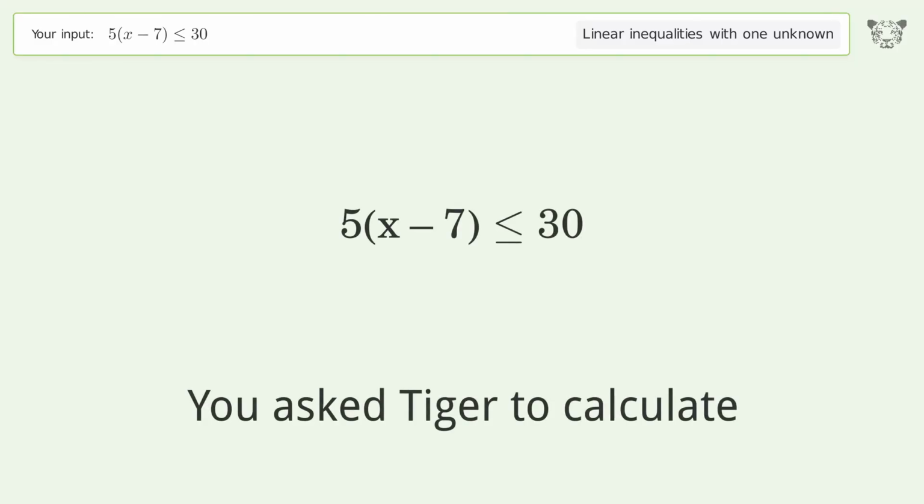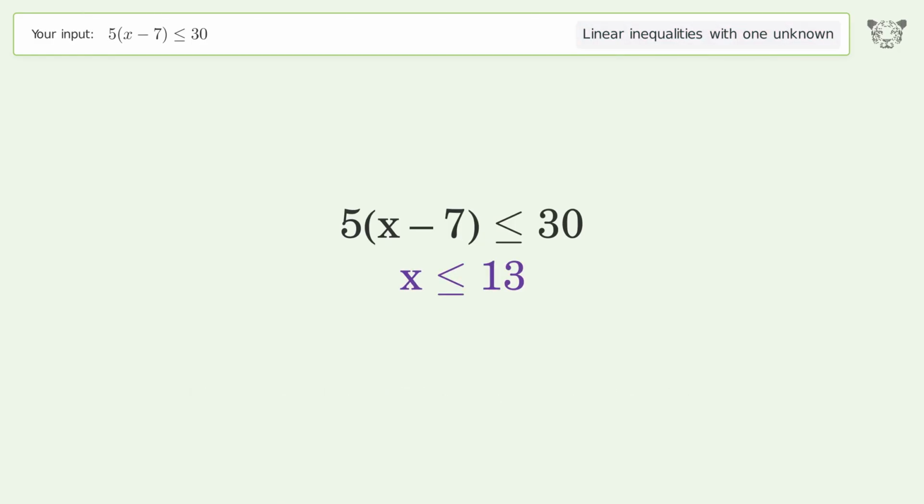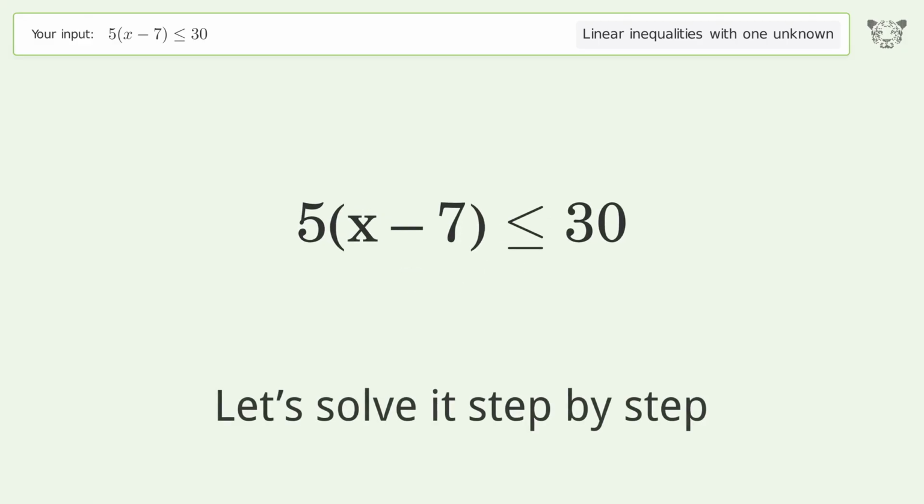You ask Tiger to calculate. This deals with linear inequalities with one unknown. The final result is x equal or smaller than 13. Let's solve it step by step.